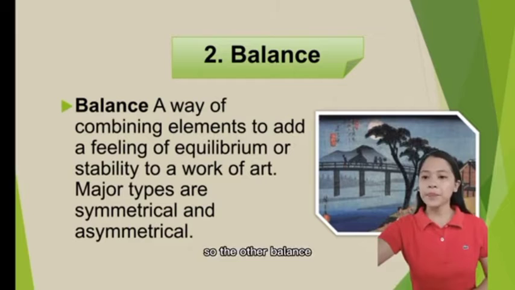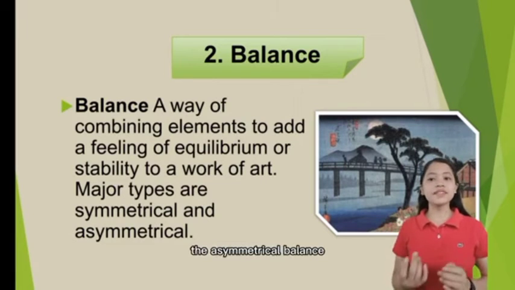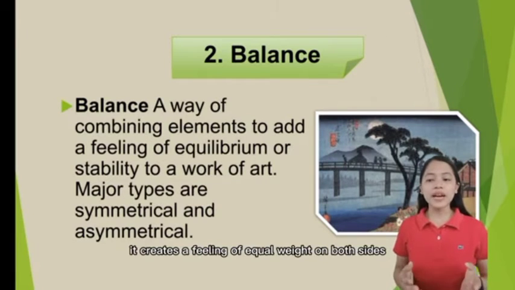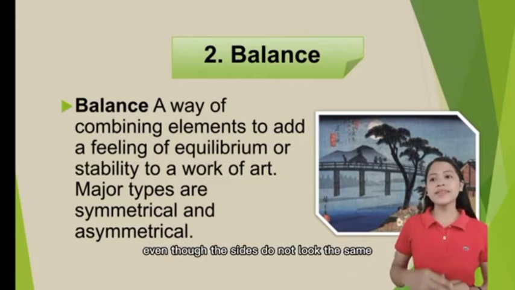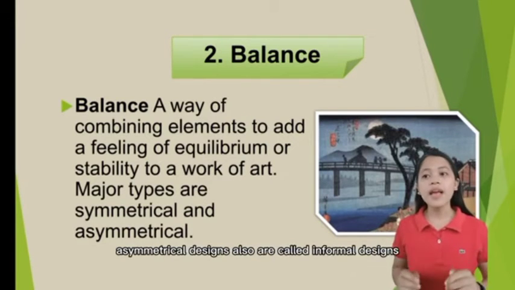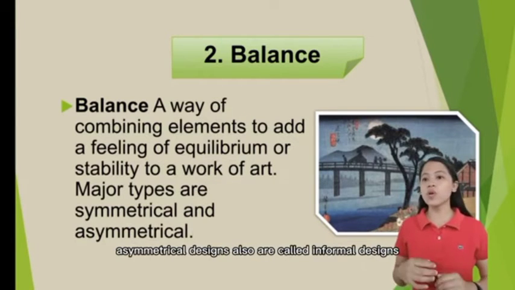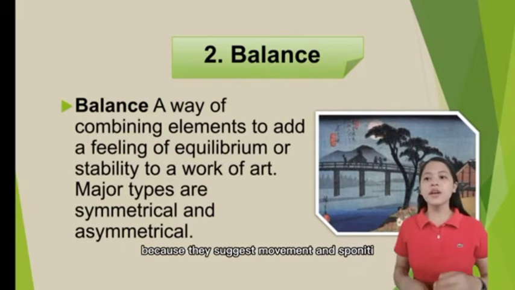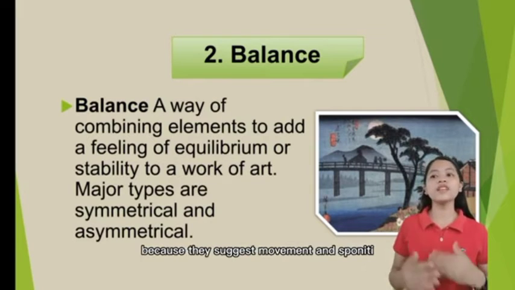So the other balance is the asymmetrical balance. It creates a feeling of equal weight on both sides. Even though the sides do not look the same, asymmetrical designs also are called informal designs because they suggest movement and spontaneity.